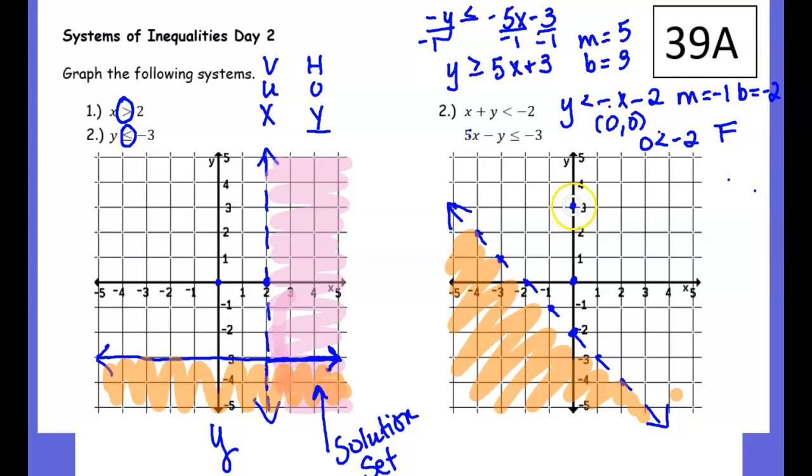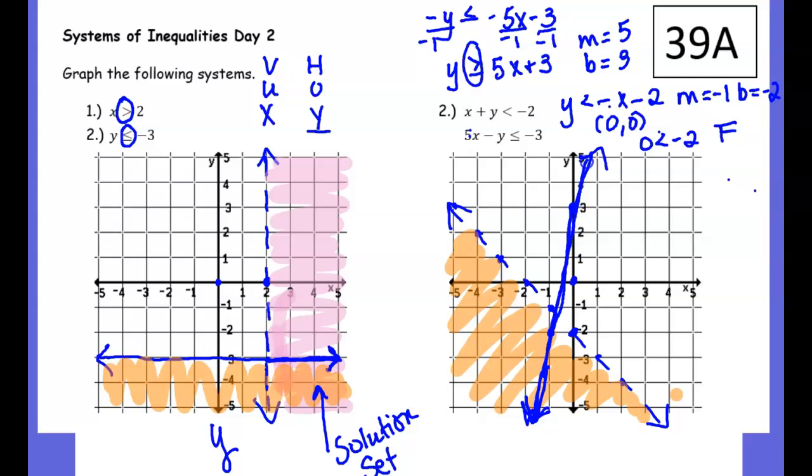I start at my y-intercept of 3, and my slope is 5, so I'm going to go down 5, 1, 2, 3, 4, 5, and over 1. My inequality symbol is greater than or equal to, so that means I'm going to make a solid line. Sorry, it's not that straight. It should look like this. There we go. So there's my line.